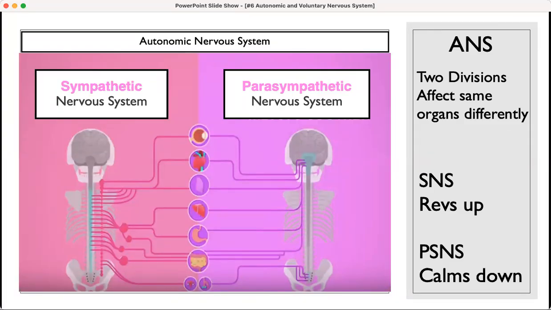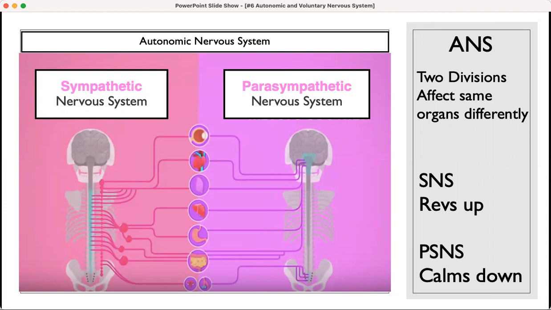So the autonomic nervous system has these two separate divisions. They act differently, but they're acting on the same organs. The sympathetic nervous system, or the fight or flight, revs things up, prepares to protect the body from outside threats. And the parasympathetic nervous system has more of a calming effect. Everything slows down; resting, digesting, growing happen during parasympathetic nervous system activation.